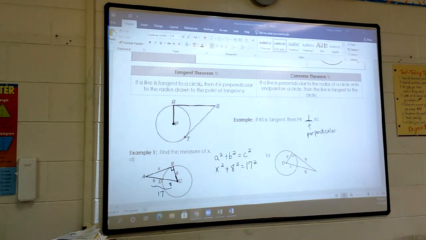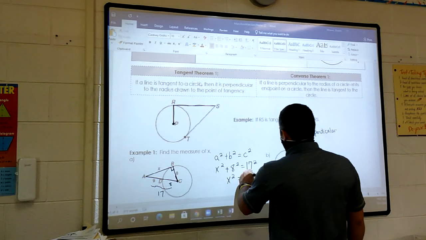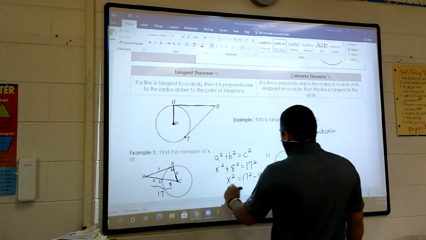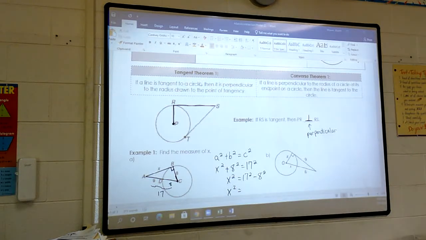So we're going to subtract the 8 squared over. X squared equals 17 squared minus 8 squared. Okay? Don't make the mistake of thinking 17 squared minus 8 squared is just 9 squared. That's not right. You've got to use your calculator. So 17 squared minus 8 squared, we would put that into the calculator. And 17 squared is 289, and 8 squared is 64. So 17 squared minus 8 squared gives us 225.